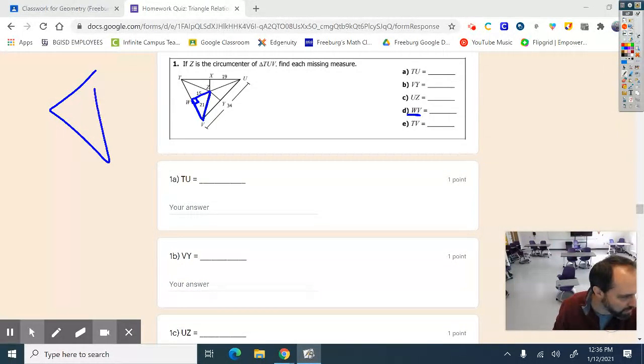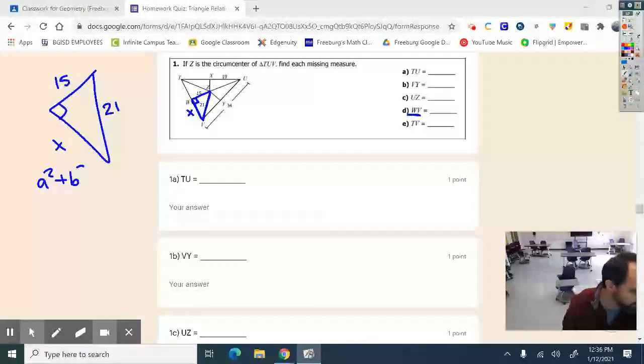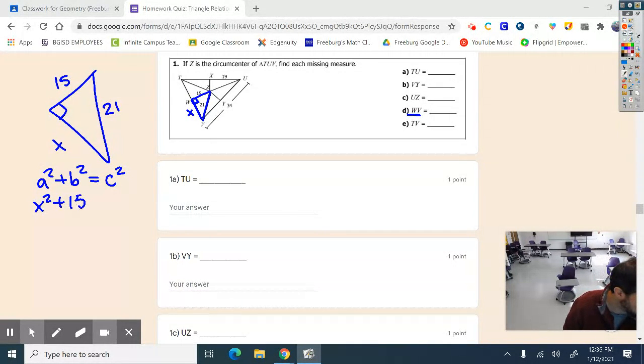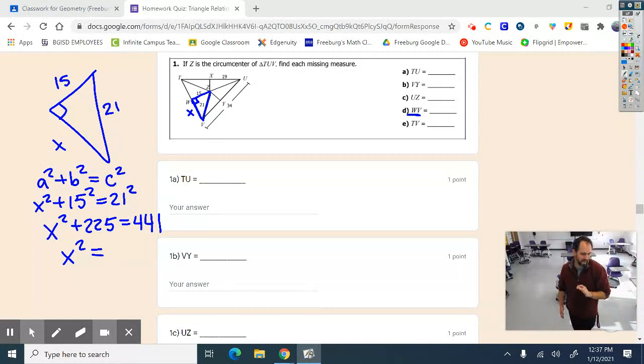So if I pull out this right triangle with measurements of 15, 21, and some unknown x, let's just call that x for a moment, I know with a right triangle we can use Pythagorean theorem. Recall that a squared plus b squared equals c squared, where a and b are your sides and c is your hypotenuse. So plug in what we have, x squared plus 15 squared equals 21 squared. x squared plus 225 equals 441. Subtract the 225 from both sides, you end up with 216 left over.